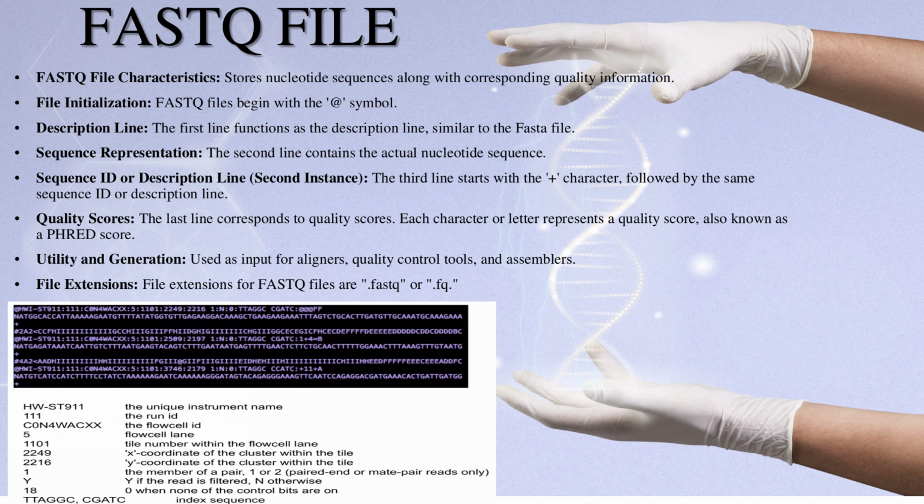FASTQ files not only store nucleotide sequences, but also include information about the corresponding quality for each nucleotide. FASTQ files commence with the @ symbol, and the first line serves as the description line, akin to the description line found in the FASTA file. This description line provides details about the instrument type, run ID, flow cell ID, and other relevant information. The second line contains the actual nucleotide sequence, while the third line starts with the + character, followed by the same sequence ID or description line. The last line corresponds to the quality scores, where each character or letter represents a quality score, also known as a Phred score. Further details about Phred scores will be discussed in the next slide.